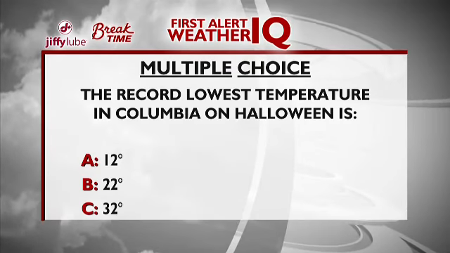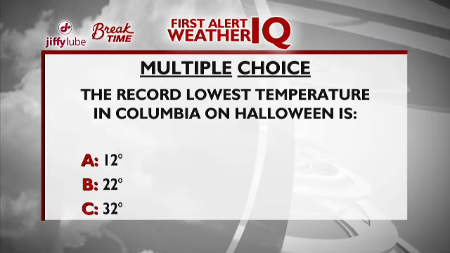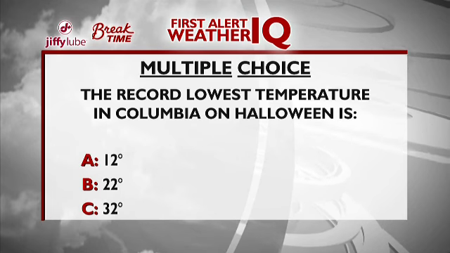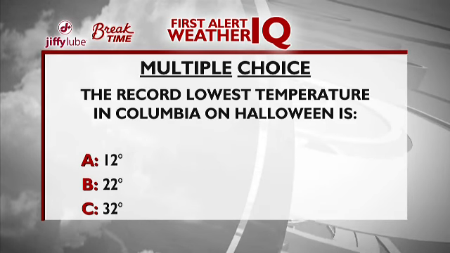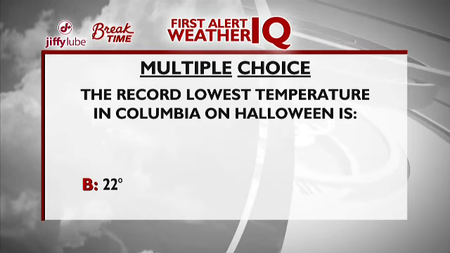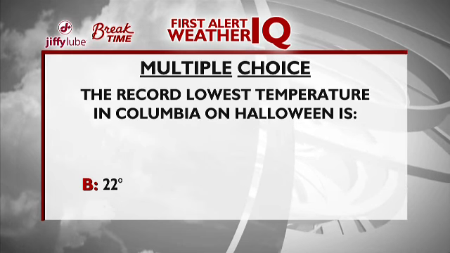Here's your Weather IQ question for the day, sponsored by Jiffy Lube. The record lowest temperature in Columbia on Halloween is 12 degrees, 22 degrees, or 32 degrees. The coldest Halloween, 22 degrees from the 90s.